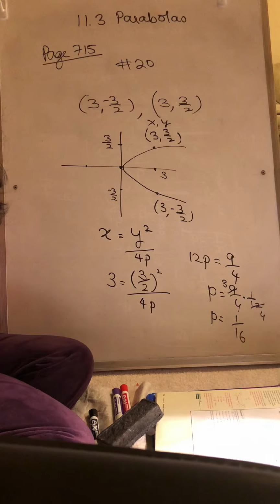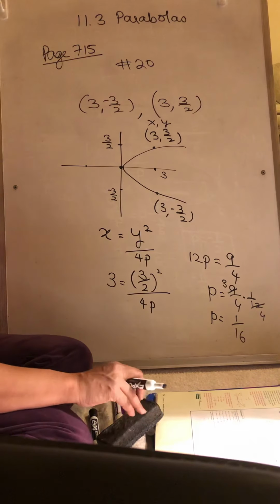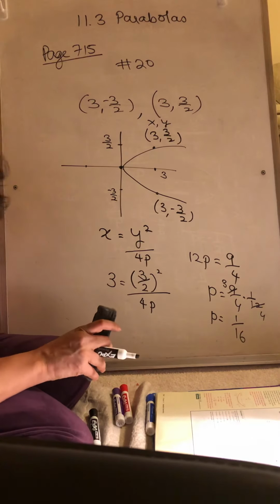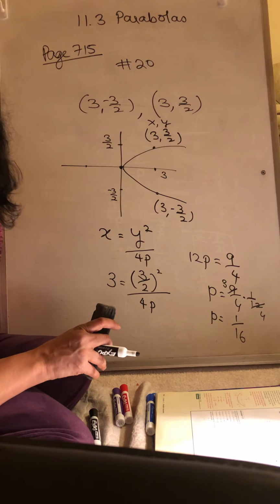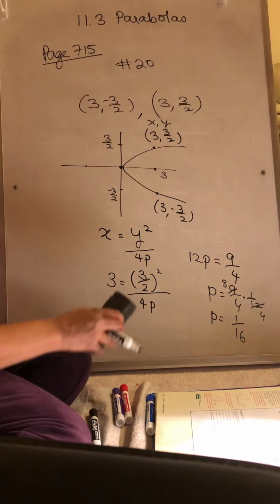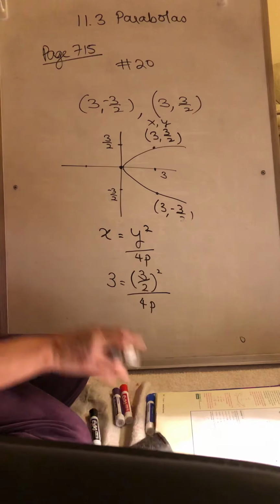No, p is not 1 over 16. Let me do it again. I made a mistake, a silly mistake somewhere. Okay, let me just do it again.